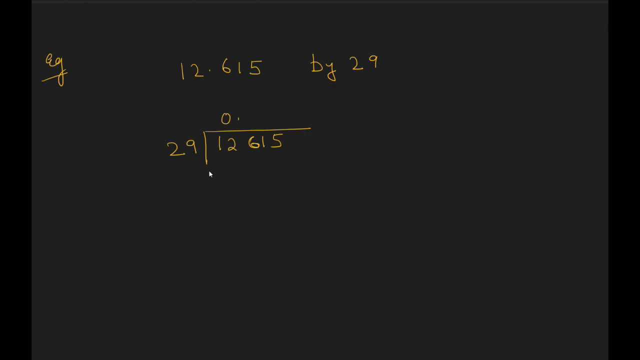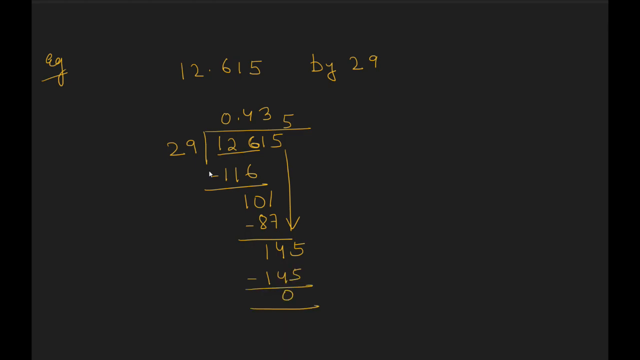So now we take the whole number 126. Now 29 fours is 116. So this will be 10. This 1 will come down. 29 threes are 87. So in the remainder we will get 14, and this 5 will come down now. Okay, so 29 fives are 145 and we subtract and we get 0 here. So we don't divide anymore and we get the answer as 0.435. Some more examples, children.